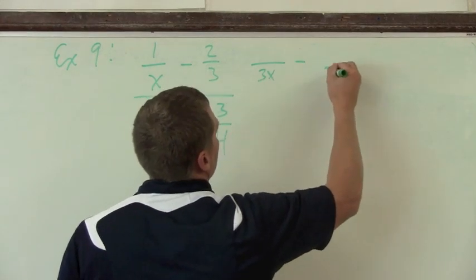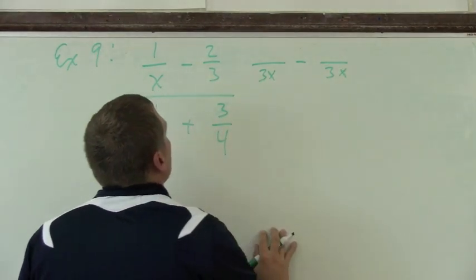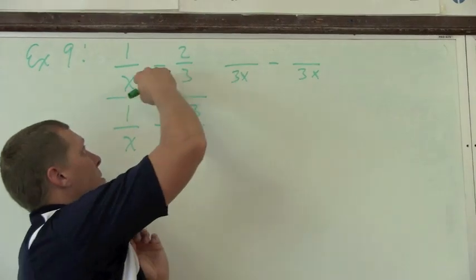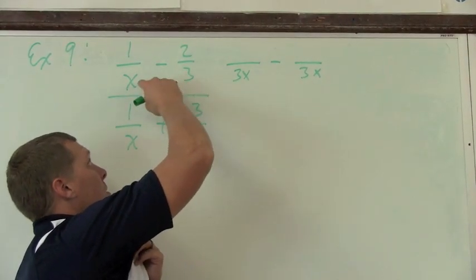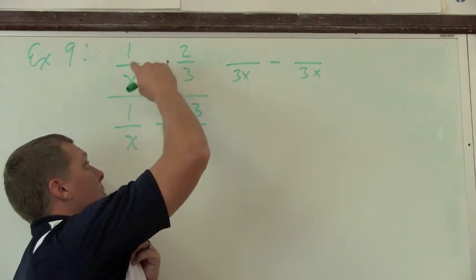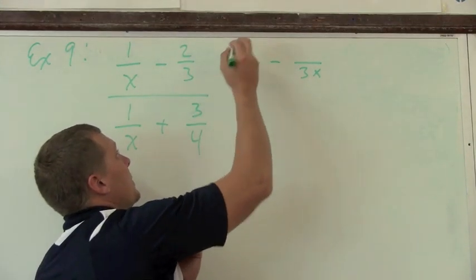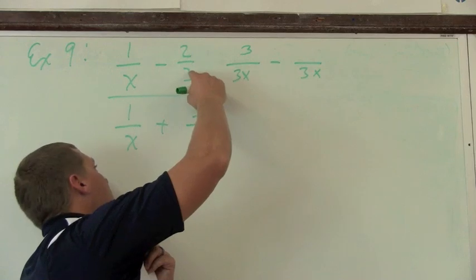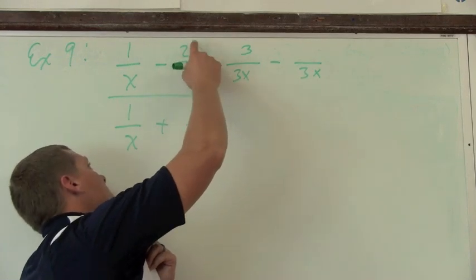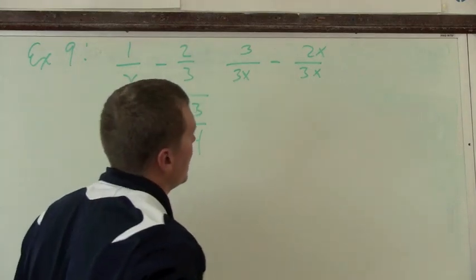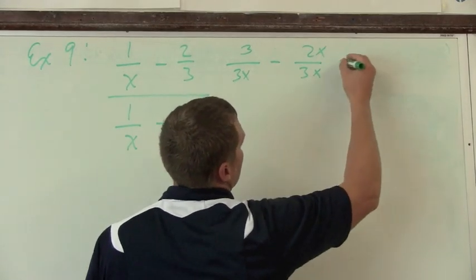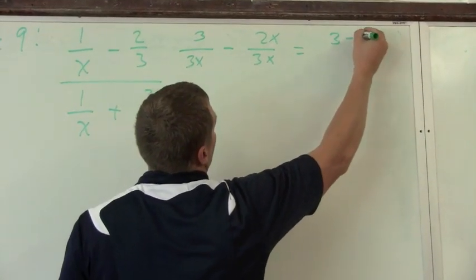Okay? What I did was I multiplied the two denominators together. That's how I got the 3x. Since this already had an x, I had to multiply this by 3, so I got to multiply the top by 3. Same here, I already had a 3, so I had to multiply the bottom by x, so I got to multiply the top by x. So I end up with that. When I actually subtract these, I end up with 3 minus 2x.